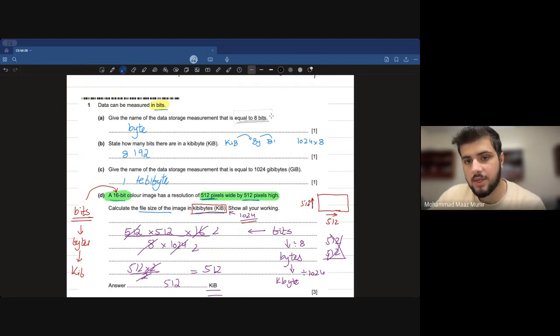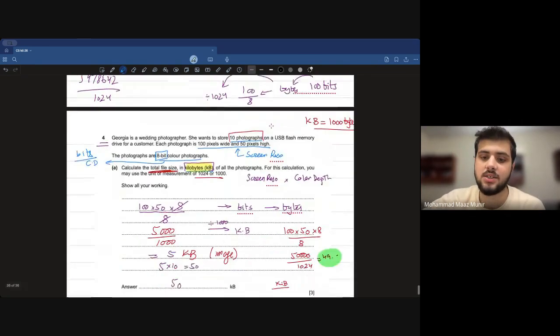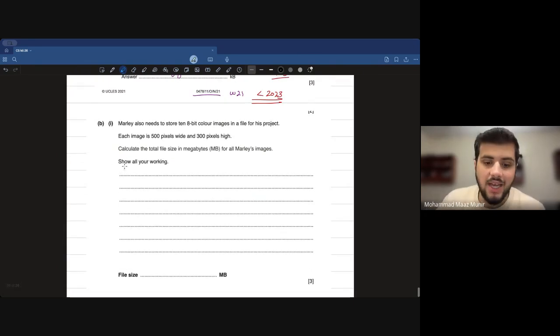Okay, equal to 8 bits. So 8 bits, 1 byte. So इस तरीके से अपने लिए hints बनाओ. That's really helpful. Coming to the last question, this is again from, I don't know, some paper.